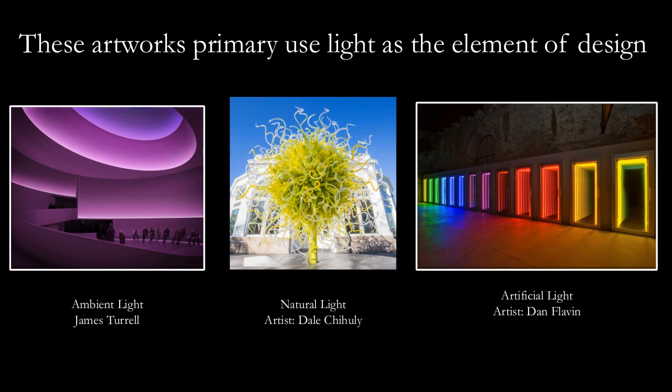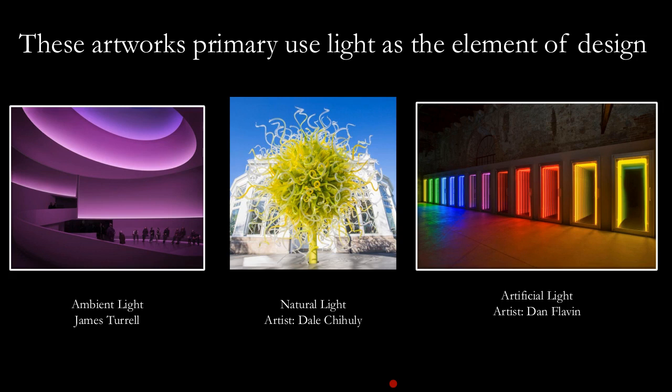So these artworks primarily use light as an element to design. James Turrell's piece, if we look at this, this is considered ambient light. Just a little bit of light makes that interior space feel really dramatic. Okay, even a hint of purple color there to give it a little bit of a glow. If we take a look at the piece in the middle, the natural light of a Dale Chihuly piece, the sun really gets this to glow, and it almost has its own natural light to it.